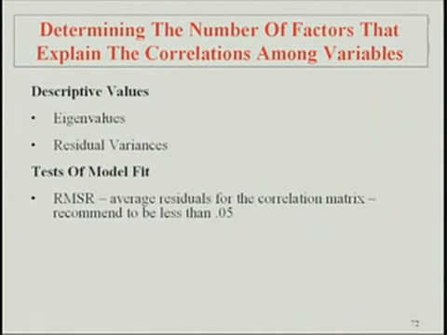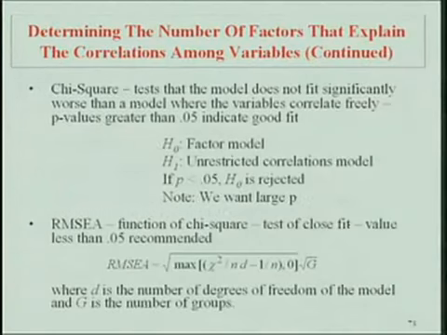We have the RMSR, which is the average residuals for the correlation matrix, which I talked about earlier, recommended to be less than 0.05. So it's the observed correlation minus the model estimated correlation averaged up. We want that to be less than 0.05. We also have our chi-square test. This tests that the model does not fit significantly worse than a model where the variables correlate freely, and we want to have p-values greater than 0.05.